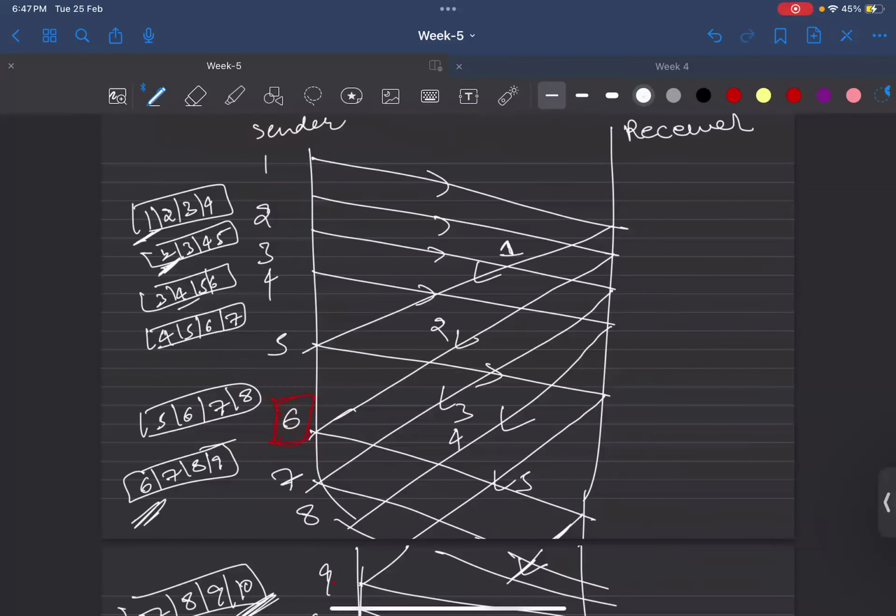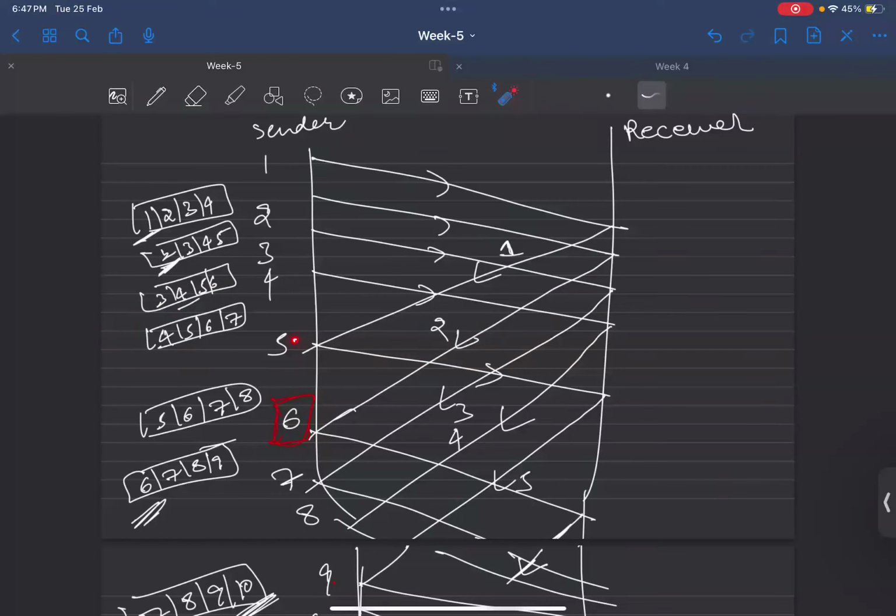First, I'll start from the starting again, and then if someone is having doubt, they can ask me because it's an important concept. So now I sent the window size. Window size was 4, and Go-Back-N. N represents the window size 1, 2, 3, 4, and the four packets were sent. When I received the acknowledgement for 1, I slid my window, and now the window is 2, 3, 4, 5. Now I received the acknowledgement for 2. Then I slid the window again, 3, 4, 5, 6.